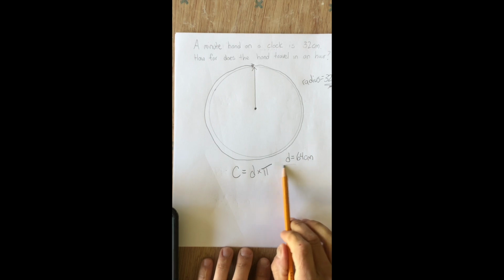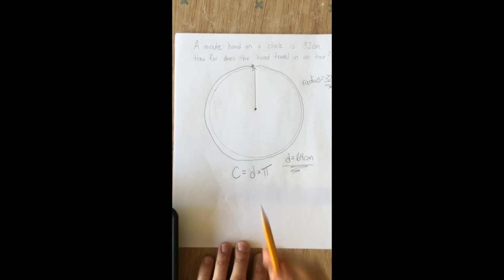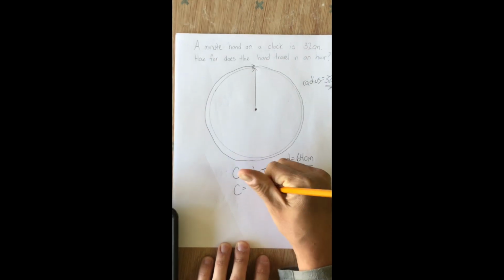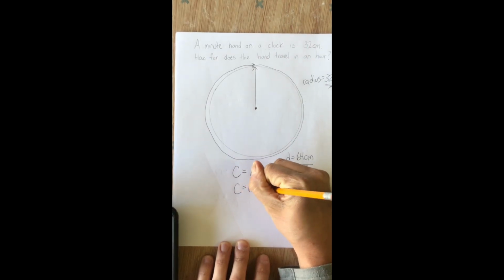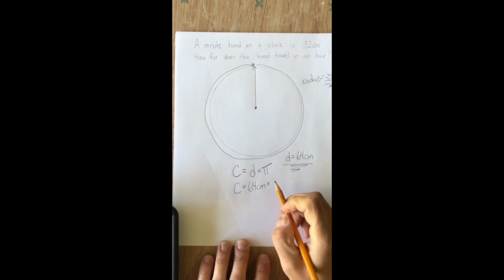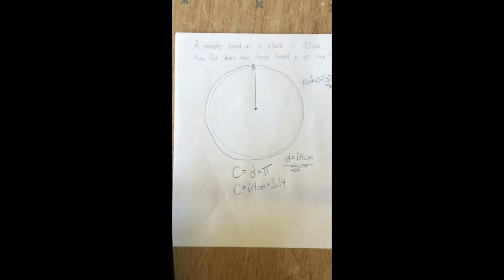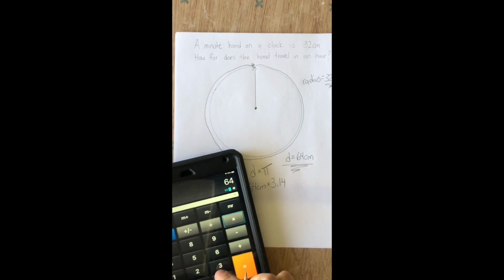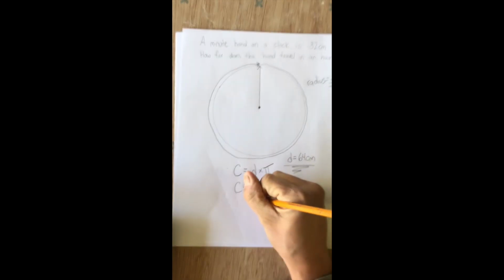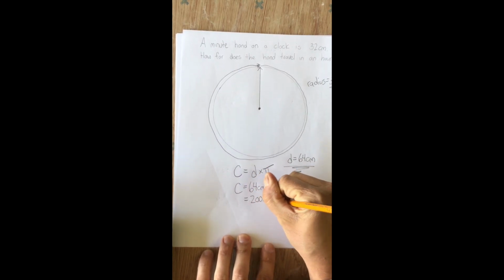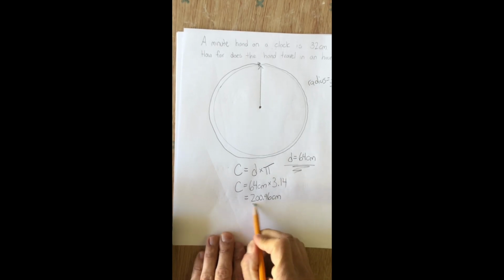Okay, now I have my diameter. Now I can just plug that into my formula here. So to find the circumference, I take my diameter, 64 centimeters, and times it by pi, 3.14. So 64 centimeters times 3.14 equals 200.96 centimeters, and there's my answer.